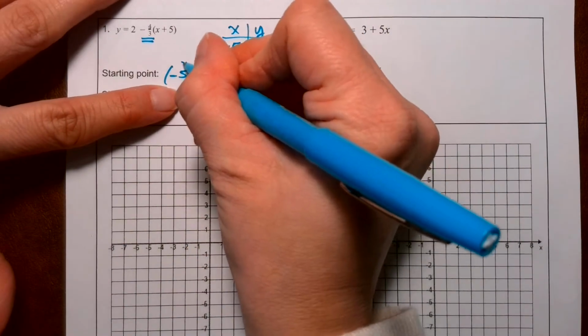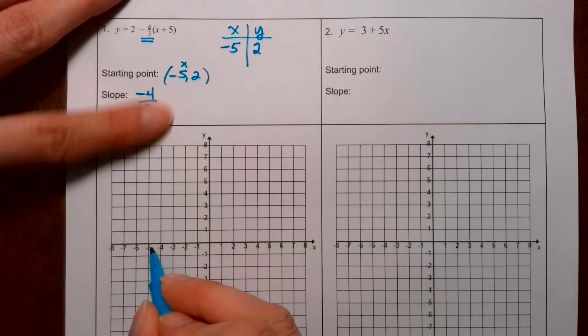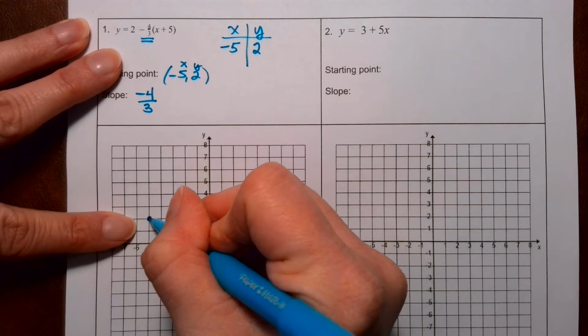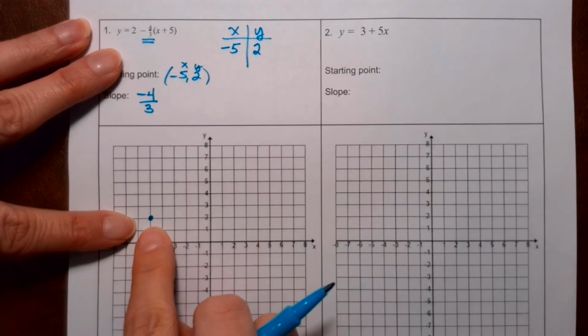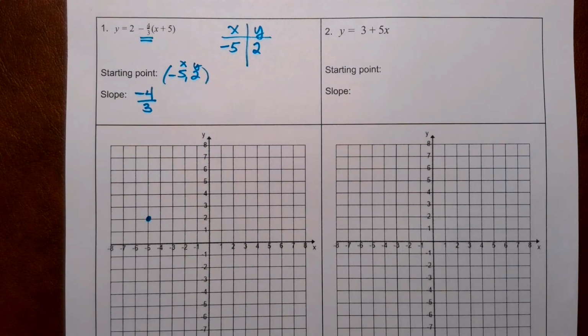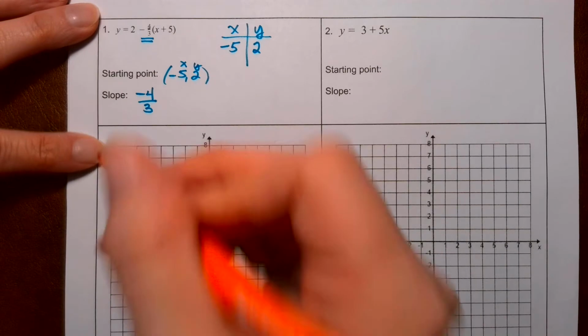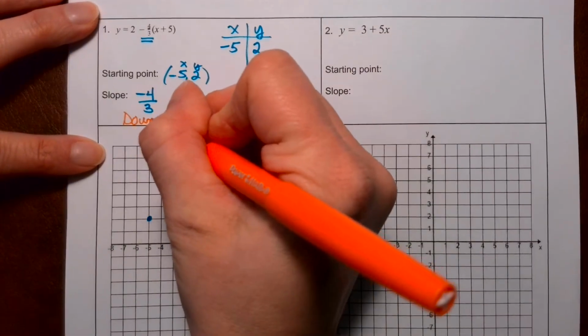-5 is the x value. So on the x-axis, I have to go left, and then 2 is the y value, so I got to go up 2. So our starting point is right there. Now we have to make other points. So let's take a look at the slope. I notice the slope is negative.